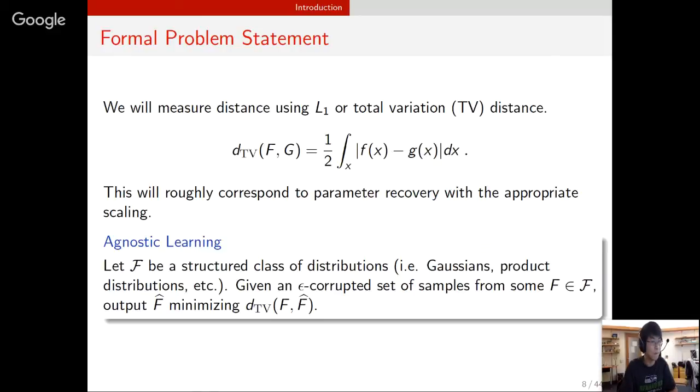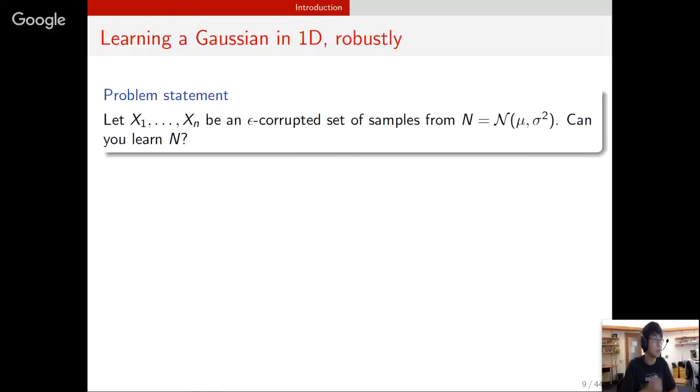Okay, so let's move on. So now let me make this concrete. Let me go back to the toy problem I had before of learning a Gaussian, but now let me add this aspect of robustness. Now we let x1 through xn be an epsilon corrupted set of samples from a univariate Gaussian with mean mu and variance sigma squared. And again, we want to learn this Gaussian as well as possible.